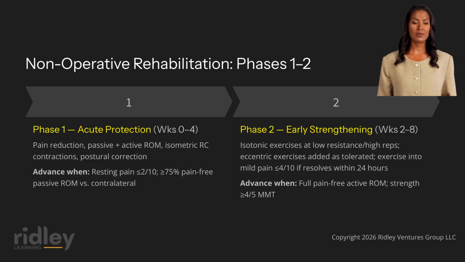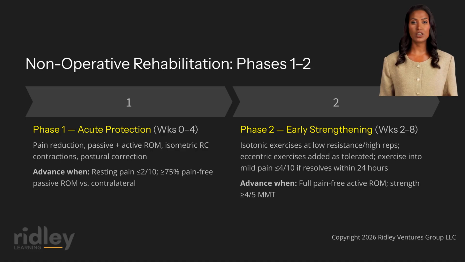The JOSPT guideline provides the most current, evidence-based framework for non-operative rehabilitation, emphasizing individualized, criteria-based progression rather than rigid time-based advancement. Phase 1, the acute protection phase spanning weeks 0 to 4, focuses on pain reduction, inflammation control, and restoration of pain-free passive and active range of motion through gentle passive and active assisted range of motion exercises, isometric rotator cuff contractions, and postural correction. Criteria for advancing from Phase 1 include minimal resting pain of 2 out of 10 or less, improved sleep quality, and restoration of at least 75% of pain-free passive range of motion compared to the contralateral side.